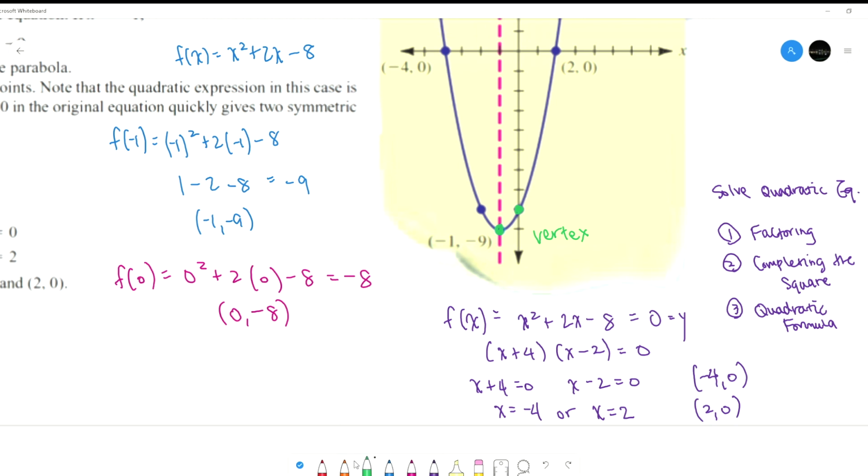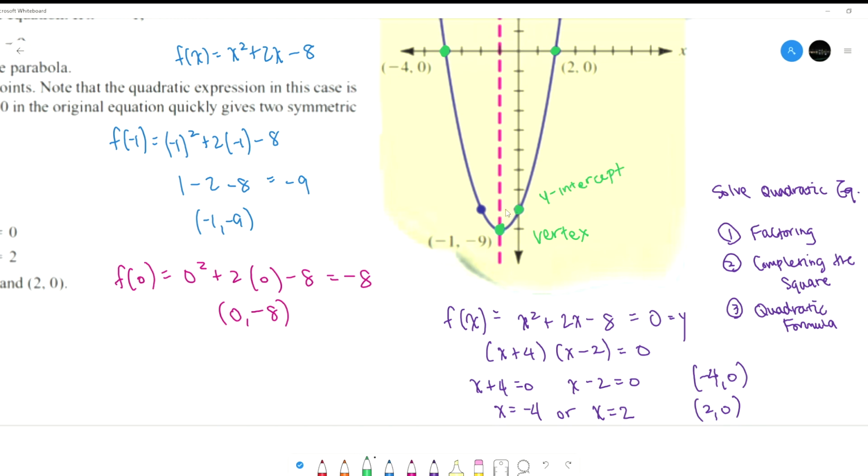Does that make sense? So going up to this graph, I'm going to plot these 2 points. So 2, 0 right there, and negative 4, 0. And where did this negative 1, negative 9 come from? Well, what did we say about this axis of symmetry? Right? It makes it symmetric on both sides. So this 0, negative 8, right? Was our y-intercept, right? This was our y-intercept.